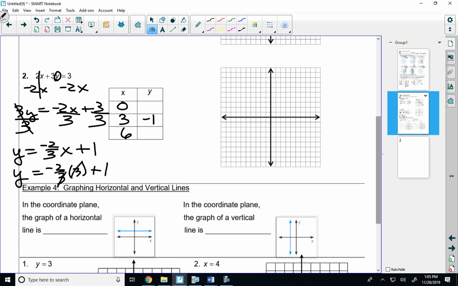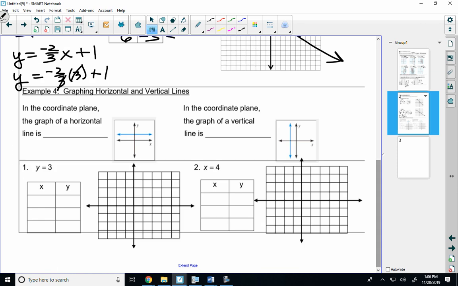Coming back up to here, I forgot to plug in 0. Sorry, if I plug in 0, the negative 2/3 goes away, and I'm left with 1. Now, you could plug the 6 in, reduce, and simplify, but again, since we're going up by 3 each time, and this is a linear function, then we can continue the pattern. We're going down by 2. We can go down by 2 again from that, and we get that point. So 0, 1, 3, negative 1, and then 6, negative 3, and we graph the line.